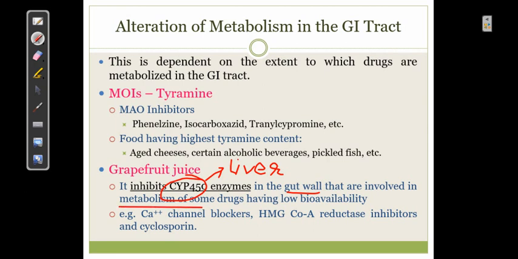If you remember, when we discussed the drug related factors which could lead to increased chances of drug interaction, we discussed that drugs having a narrow therapeutic index and drugs having a low bioavailability profile are very frequently encountered in drug interactions. So for example, calcium channel blockers, and similarly statins, that is HMG CoA reductase inhibitors, you must be knowing. These are very important anti-hyperlipidemic drugs, like cyclosporine.